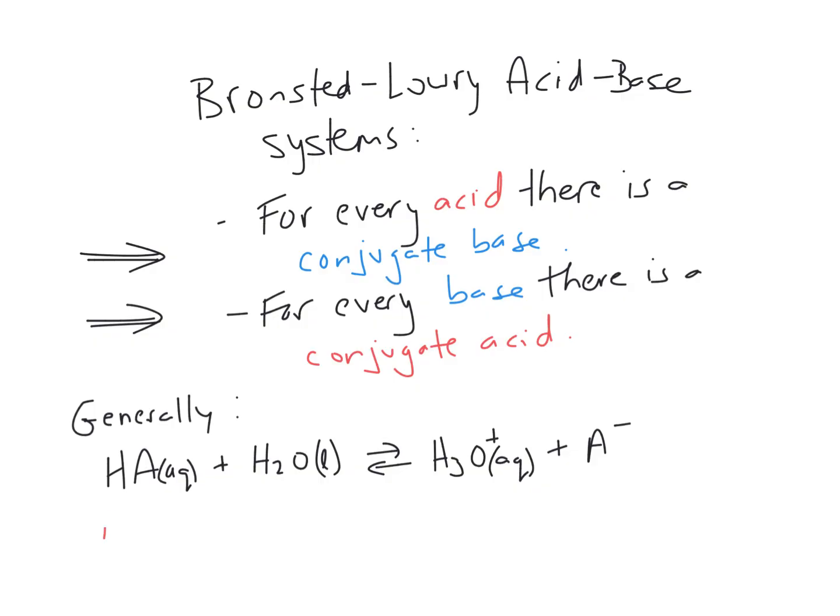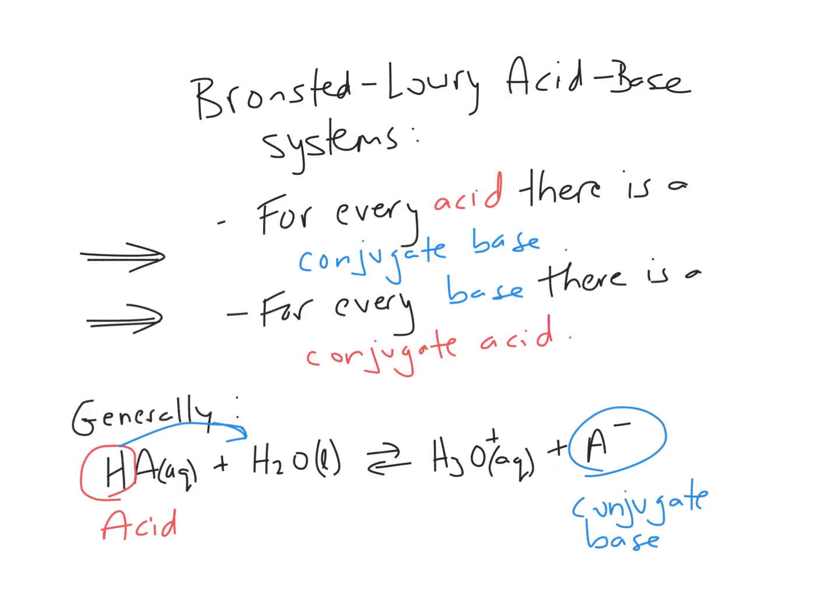So if we have an acid, and we're going to call any acid HA, because remember, an acid has an H there, which can be donated. We're going to see that that acid, once it donates that proton to water over here, doesn't it? Right? It donates it to water. What's left is this species A minus, and that's called the conjugate base. So the conjugate base is the deprotonated form of the acid.